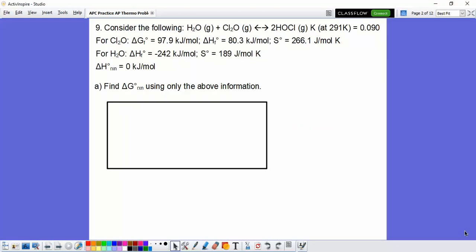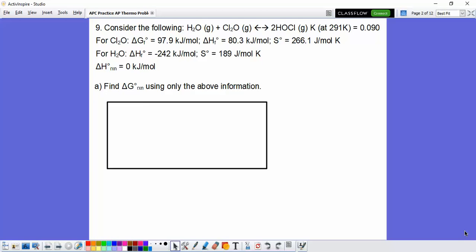So we have this reaction, H2O plus Cl2O forming 2HOCl, and we're told the equilibrium constant K at 291 Kelvin is 0.090. And then we're given a whole bunch of information about different aspects of this reaction.